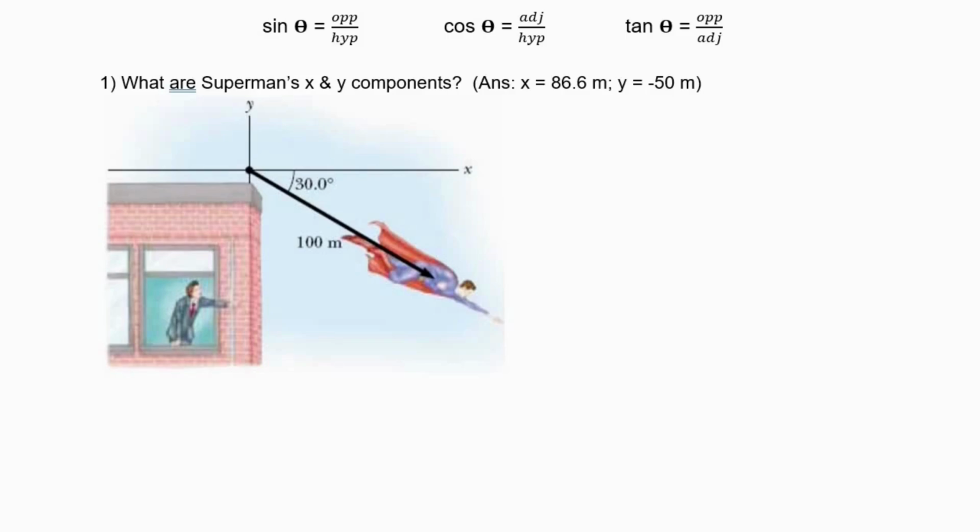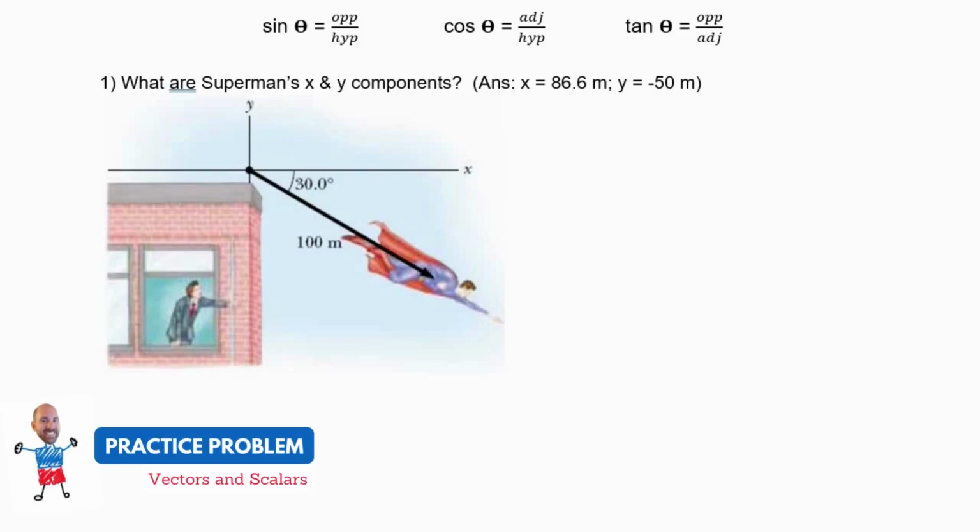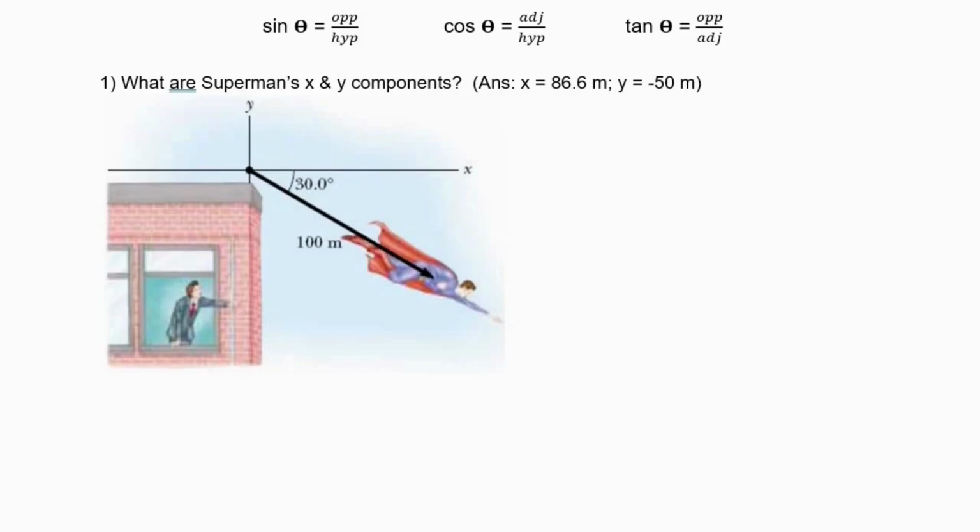Alright, so for this first problem, what we're going to be doing is finding out Superman's X and Y components. We see that he's diving off a building, or flying off a building. I'm not 100% sure why he's doing that, but he's moving 100 meters at an angle of 30 degrees from the horizontal. So I'm just going to redraw the picture over here. He's going down like this, and we have our reference angle here of 30 degrees.